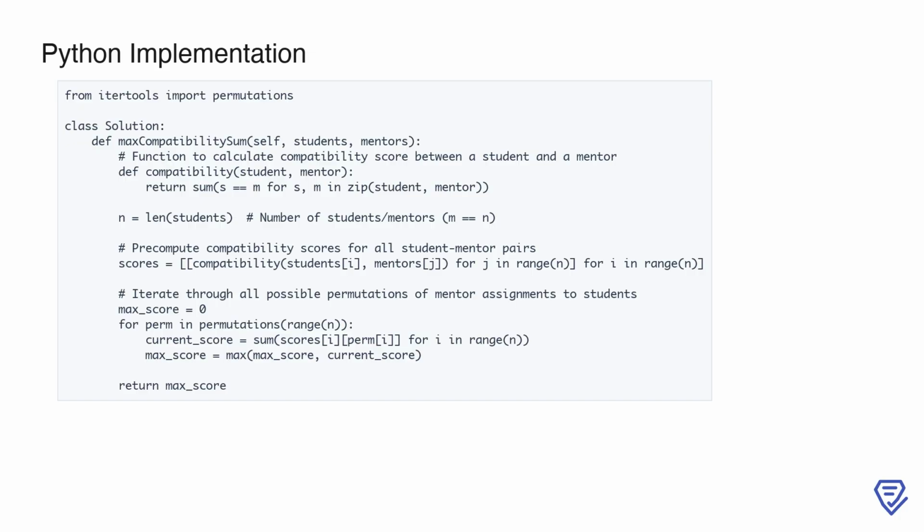This approach is straightforward but computationally expensive, with a time complexity of O(n * n!), where n is the number of students or mentors. While this is acceptable for small inputs, it may not scale efficiently for larger values of n. Optimized approaches, e.g., dynamic programming or bit masking, would be more suitable for larger constraints.